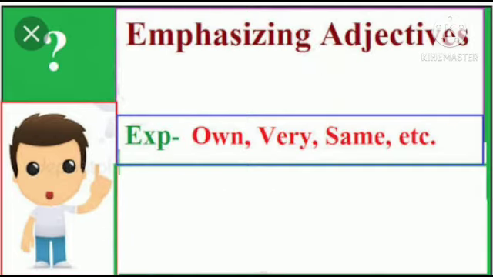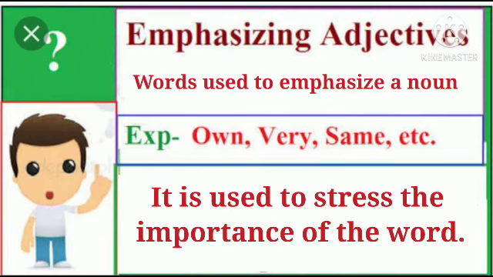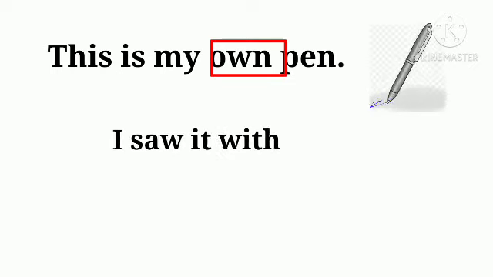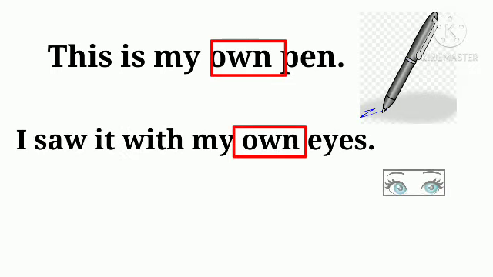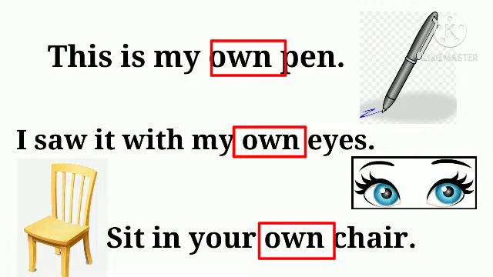Eighth, emphasizing adjectives. Adjectives used to emphasize a noun are known as emphasizing adjectives. It is used to stress the importance of the word. For example, this is my own pen. I saw it with my own eyes. Sit in your own chair.